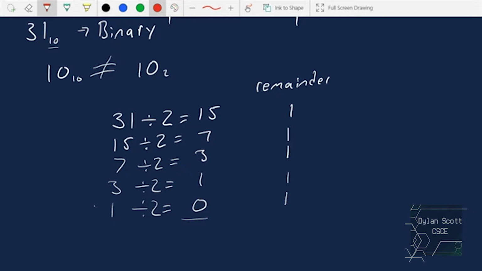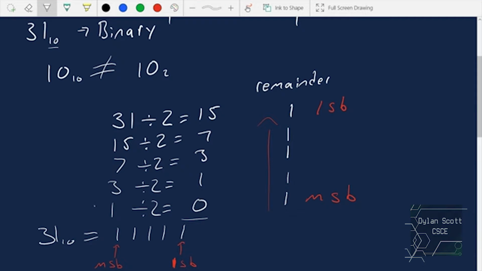So what do we do with the remainders? Well, this is the least significant bit, and this is the most significant bit. So you work from the bottom up. So 31 in the base 10 system is equal to 11111, where this is our most significant bit and this is our least significant bit.